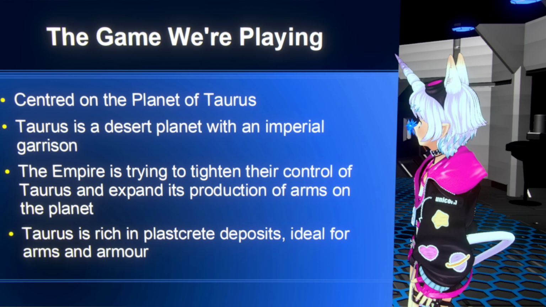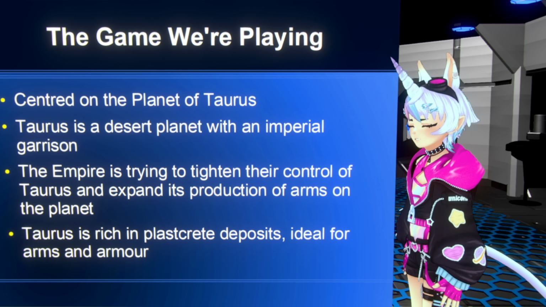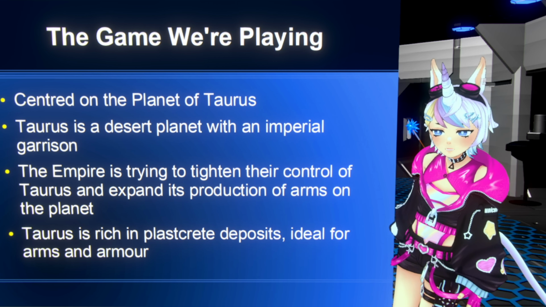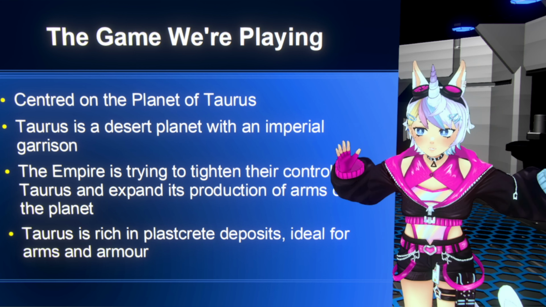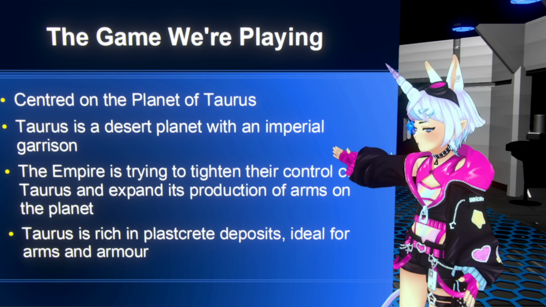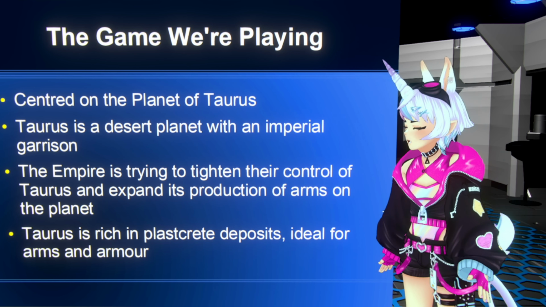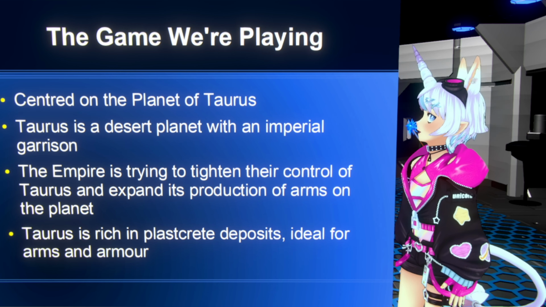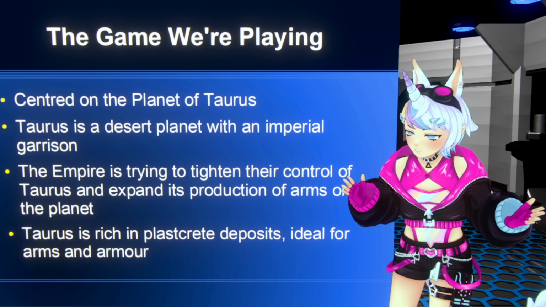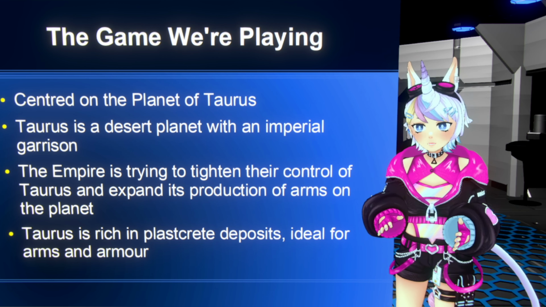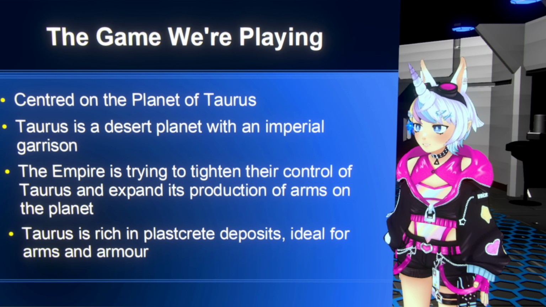So what game are we playing? Well, in this particular scenario, we are going to be using a made-up planet called the planet of Taurus. It's just a made-up planet that I have made. If it does exist in Star Wars canon, I'm really sorry, I'm not talking about that. I am instead talking about this particular planet that I have envisaged.